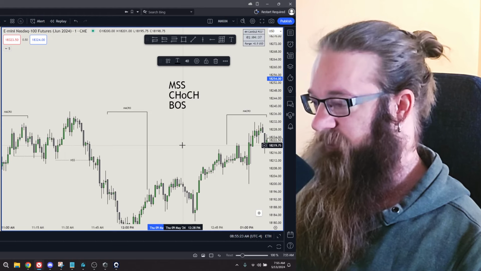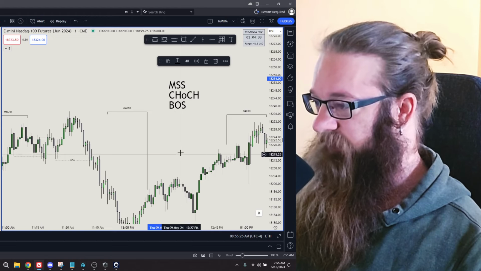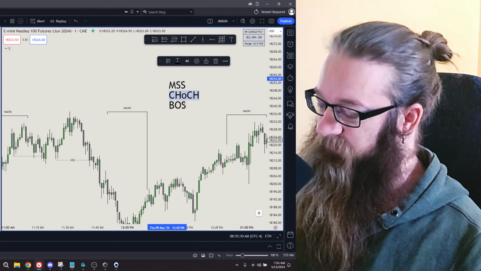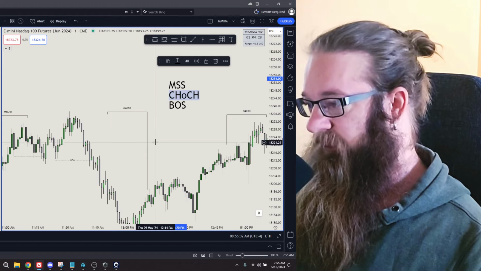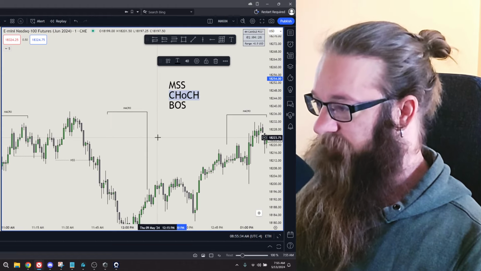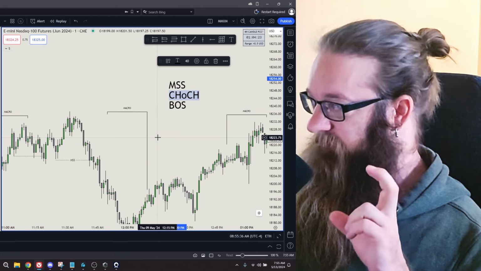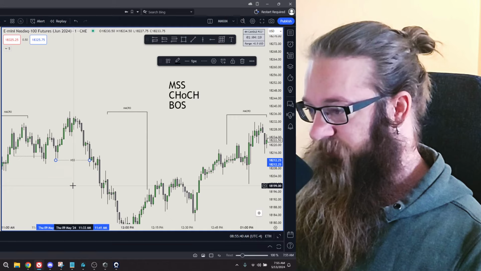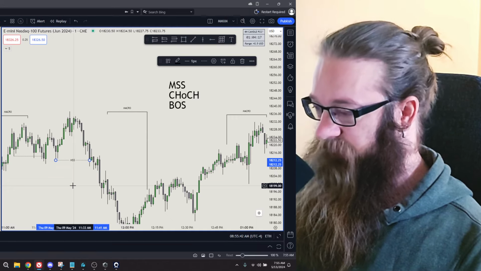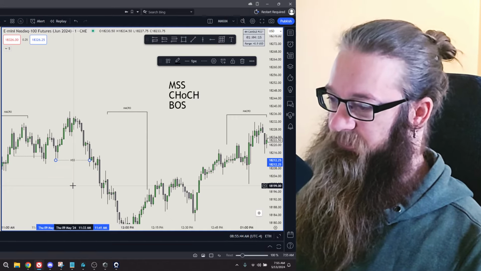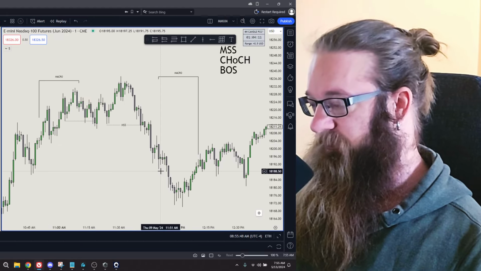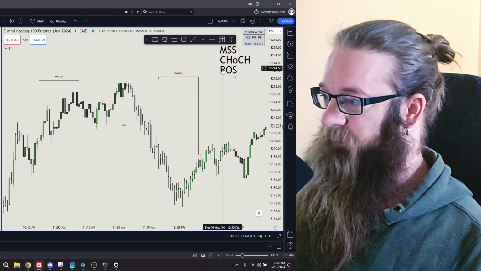It's really basically all the same kind of stuff. And you don't ever use change of character. Change of character is a market structure shift. It's just not ICT's term. It's the smart money term or whatever. So this market structure shift is a change of character. The character of the market is bullish. It is changing character to a bullish trend. So that's why they call it that.